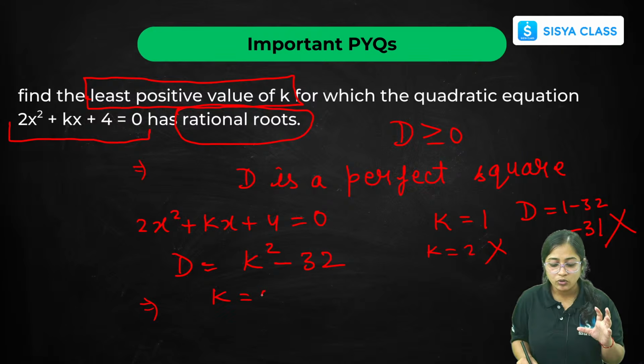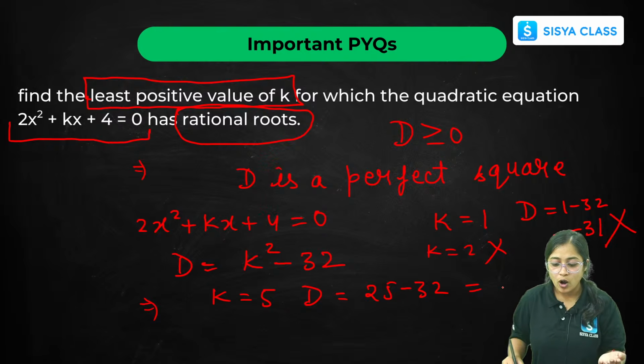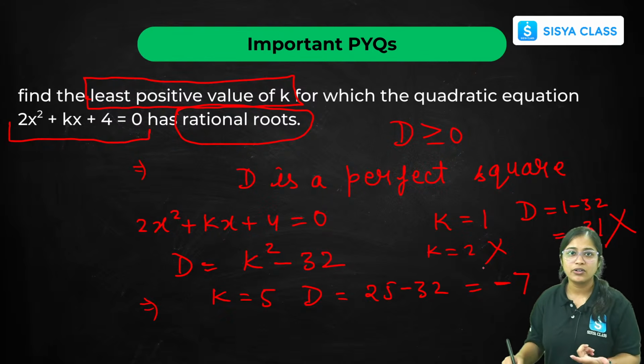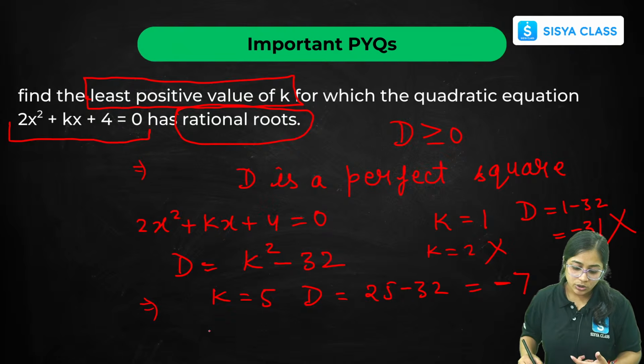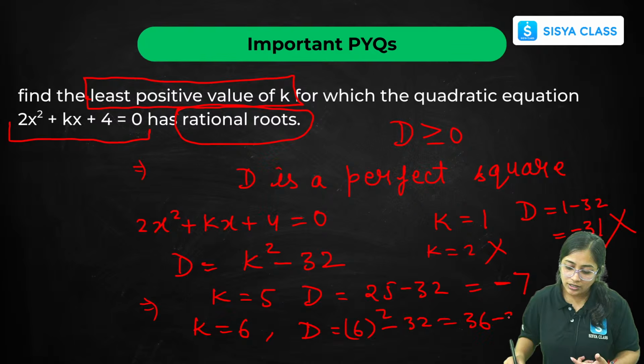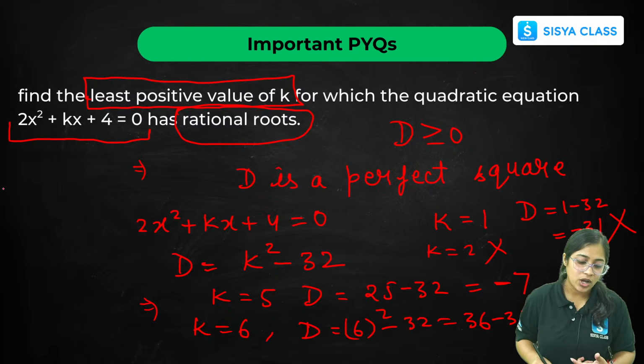Let's substitute k equal to 5 in this discriminant. D equals 25 minus 32, so you will get minus 7. This is not a perfect square. Now let's substitute k equal to 6. After substituting k equal to 6, what is the value of D? It is 6 square minus 32, that is 36 minus 32, and it is 4. And we know that 4 is a perfect square, we can write it as 2 square, correct?